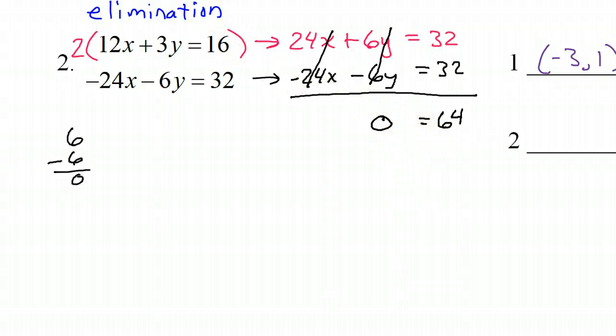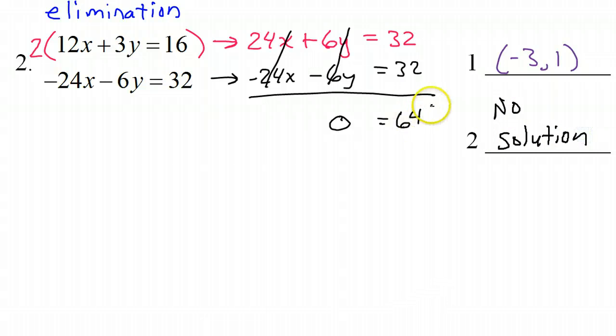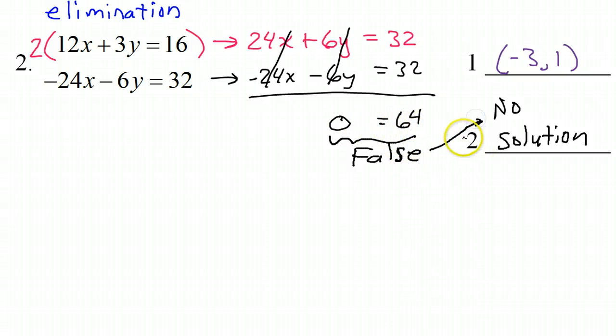Now this is one of those special cases. And I'll just go ahead and tell you the answer here is no solution. This is a special case because both of the variables canceled out. Whenever that happens, you're either going to be left with a false statement like this or a true statement. Because this is false, 0 does not equal 64. That's how you know that it is no solution.